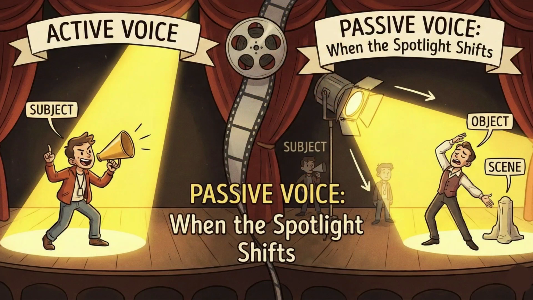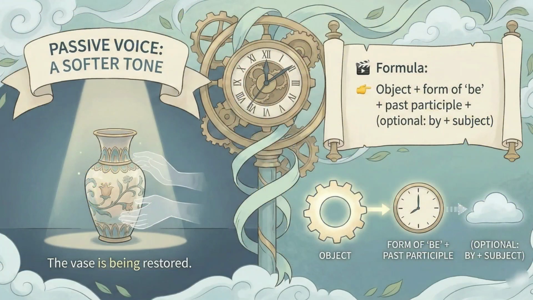Now let's discuss passive voice, when the spotlight shifts. But sometimes, the story asks for another tone. Something softer, something where the action matters more than the doer. Or where the doer shouldn't even appear. That's where passive voice enters. Formula is object plus form of be, plus past participle plus, optional, by plus subject.